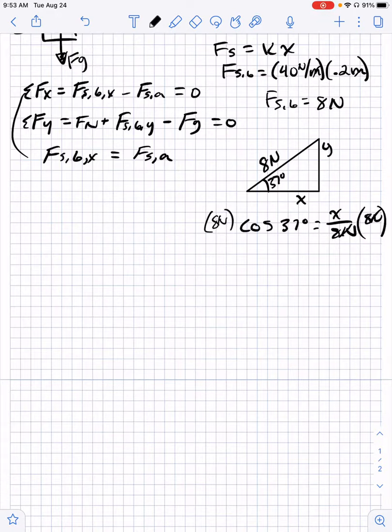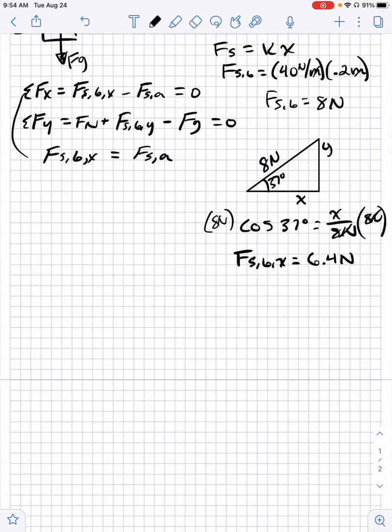So the x component is just equal to 8 newtons times cosine 37. And so we can write that out. The force of spring B, the x part, is going to equal 6.4 newtons. And while we're solving this triangle, let's go ahead and solve for the y part.